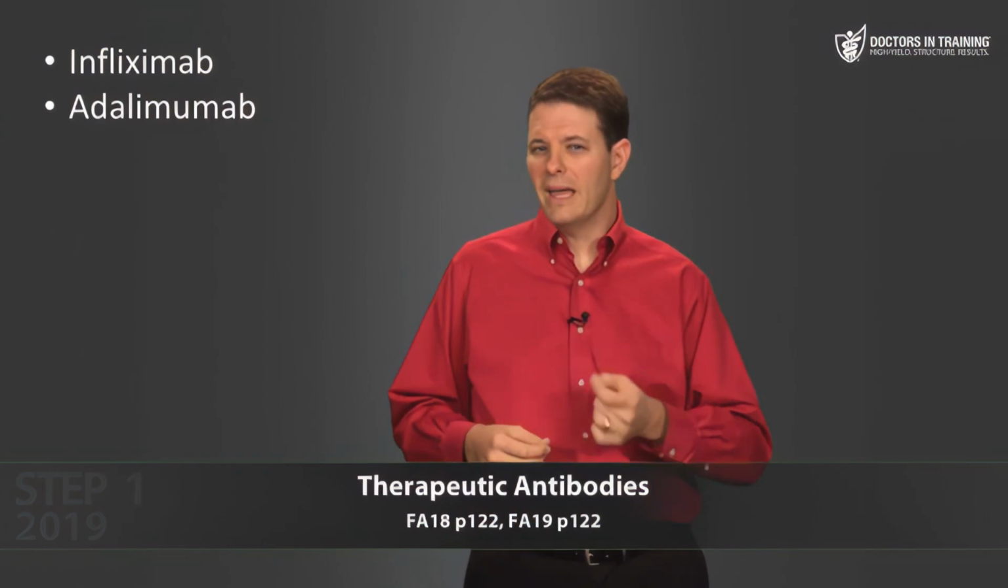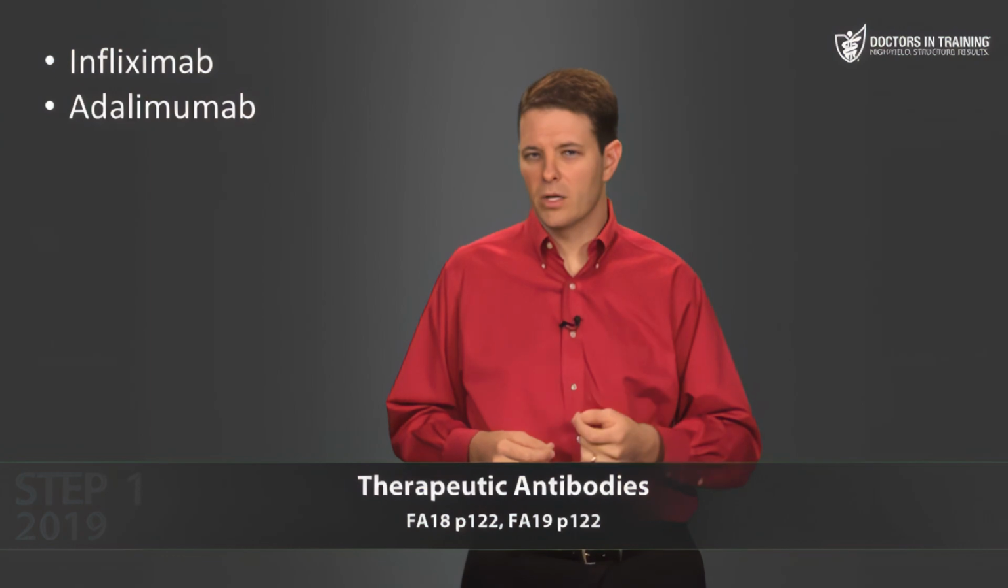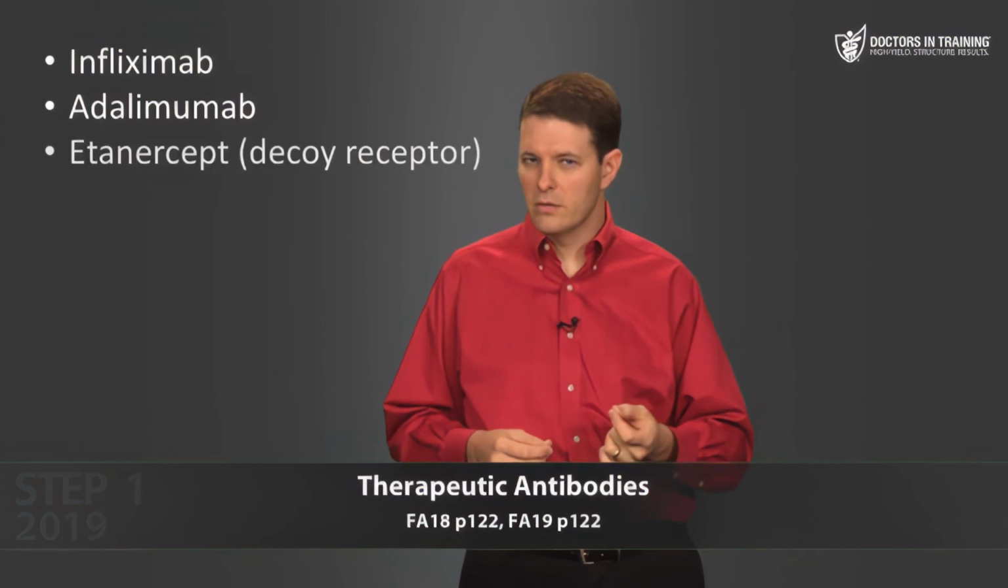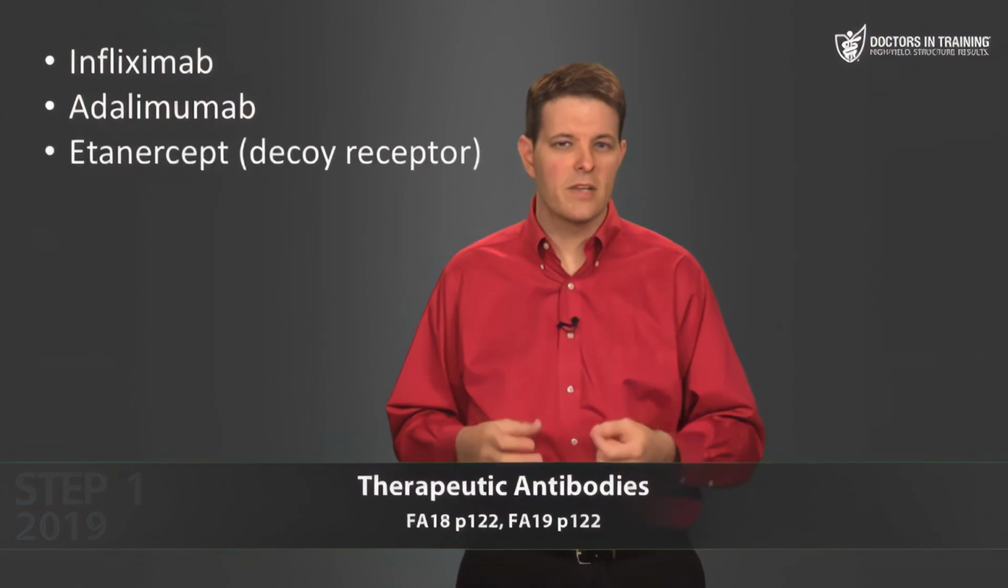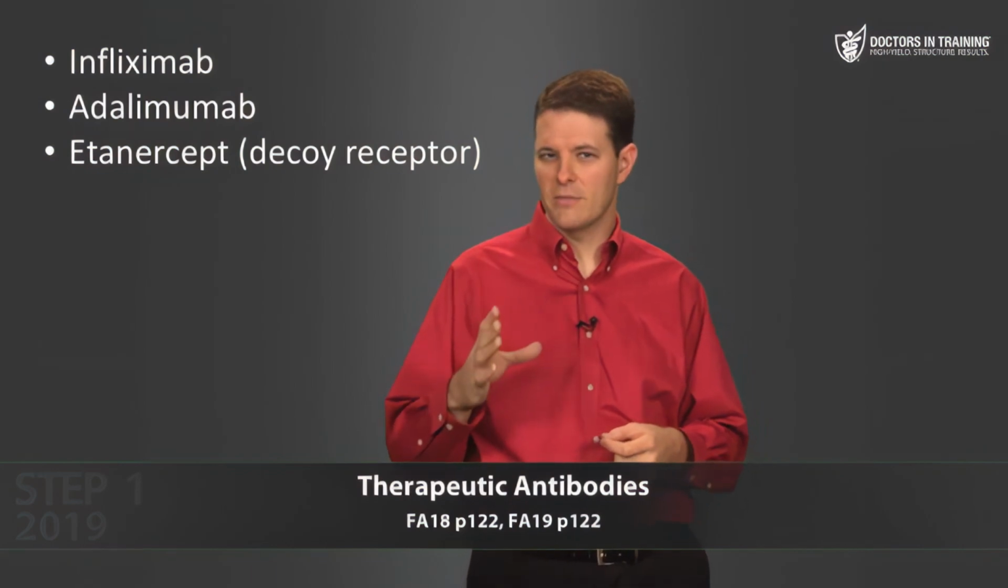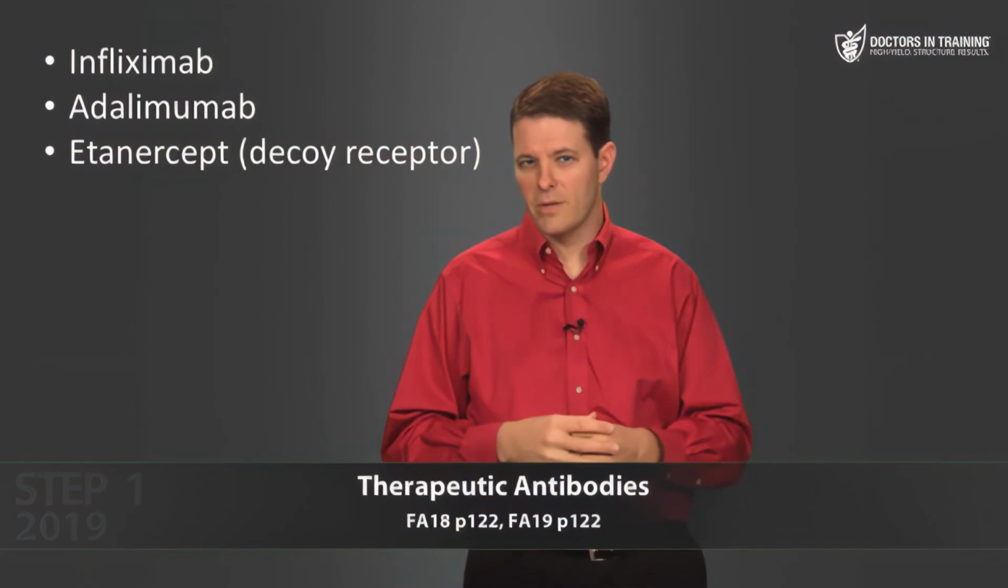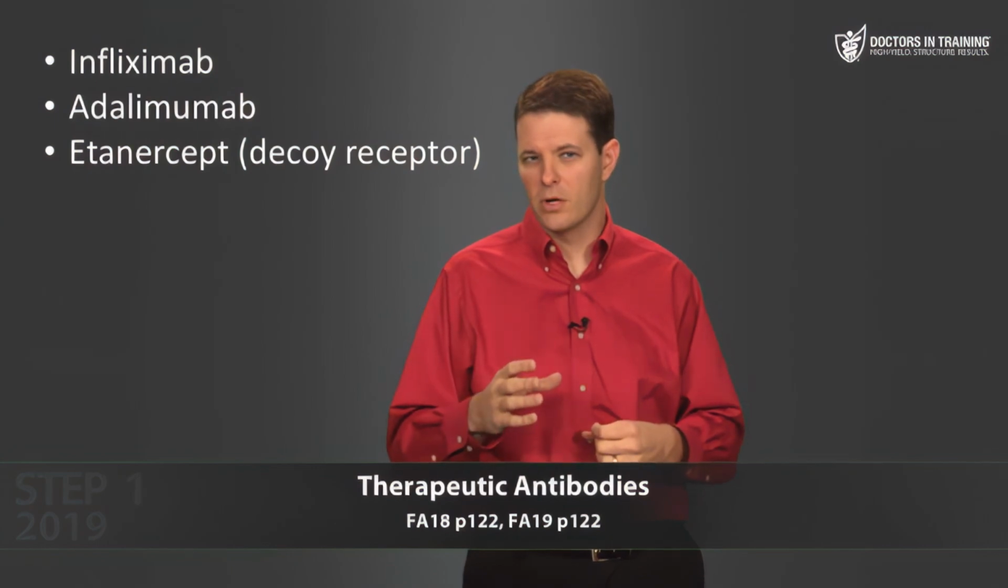And then there was one anti-TNF-alpha drug that was not a monoclonal antibody. Remember what that was? Etanercept. Etanercept is a protein that mimics the TNF-alpha receptor, so it binds up all the TNF-alpha. It's called a decoy receptor.